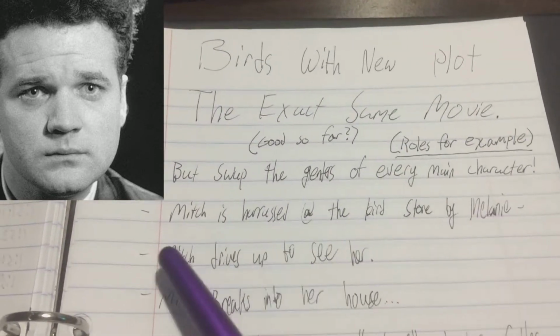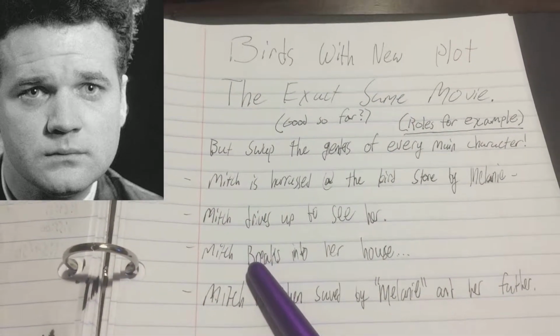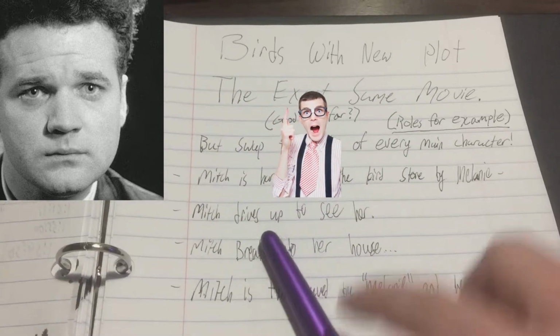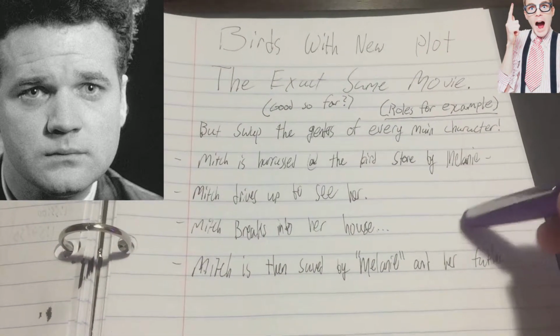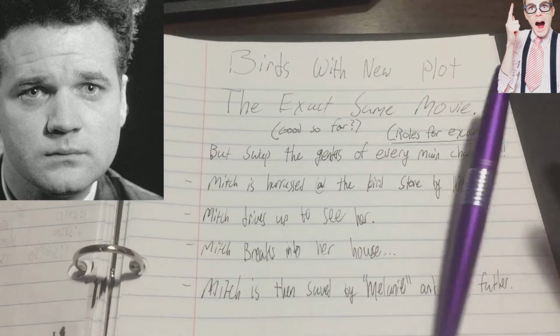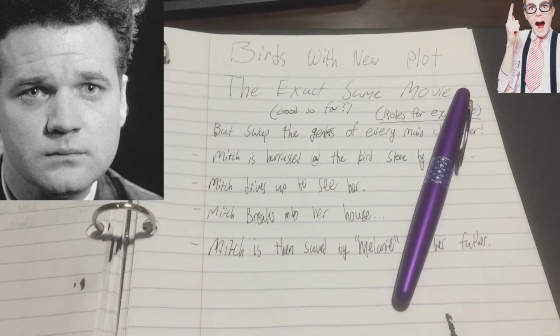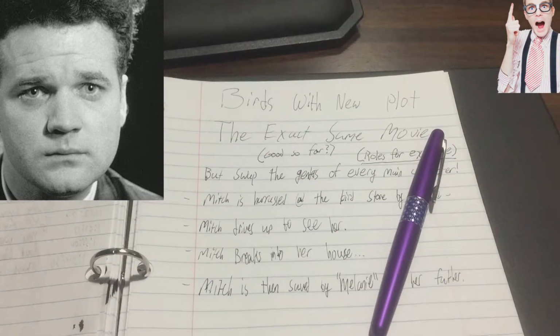Mitch is harassed at the bird store by Melanie. Mitch drives up to see her. Mitch breaks into her house. Mitch, however, is then attacked by birds and saved by Melanie and her father. How does that sound as a movie plot? Let me guess. Do you want the person who saves Mitch to be the father? Does the idea of a female hero saving a male sound ridiculous?